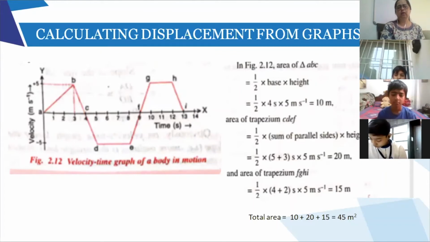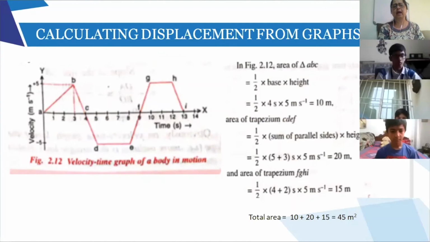So from the velocity time graph, if I want to find the distance or displacement, we will just find the area below the graph.